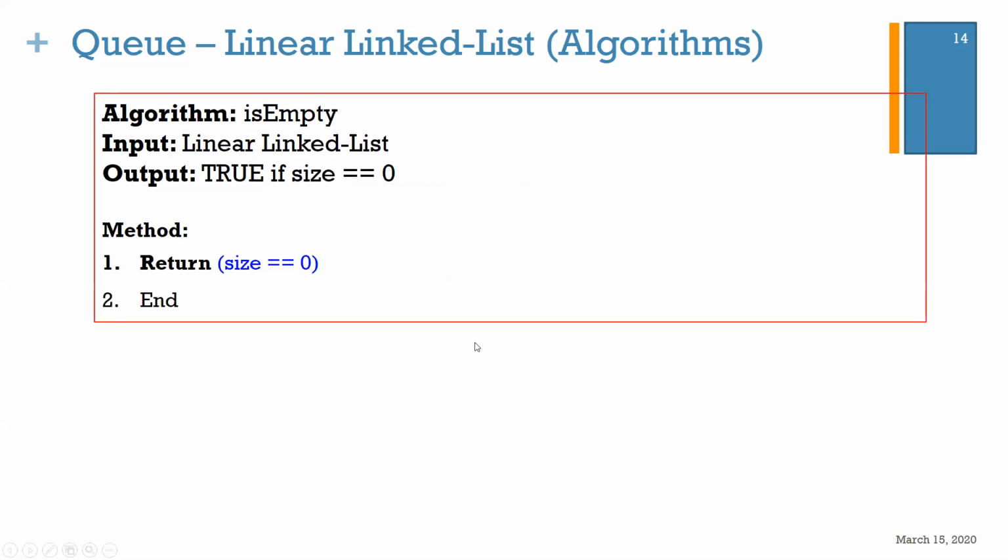For isEmpty, check the size. If size equals 0, it is empty; otherwise it is not empty. So we return true if size equals 0.